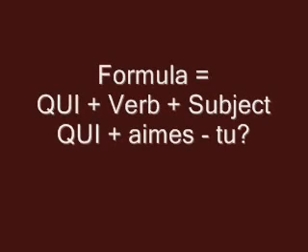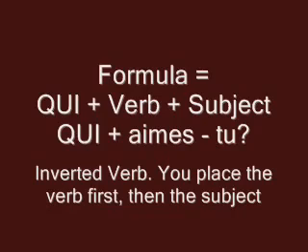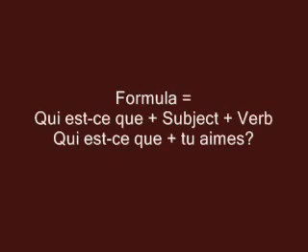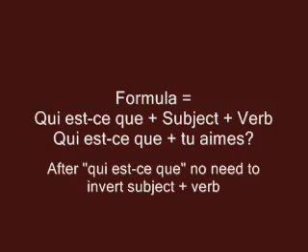Alright, let me give you this formula then. When using qui as in qui aimes-tu, we have qui plus the verb plus the subject: qui plus the verb aimes plus the subject tu. You should invert the order subject-verb, so you place the verb first and then the subject, qui aimes-tu. But when you use qui est-ce que, as in qui est-ce que tu aimes, there is no inversion, so we do not invert when we use qui est-ce que. So you invert when you use qui, but when using qui est-ce que, you should leave it as it is. You should say, qui est-ce que tu aimes? Who do you like?